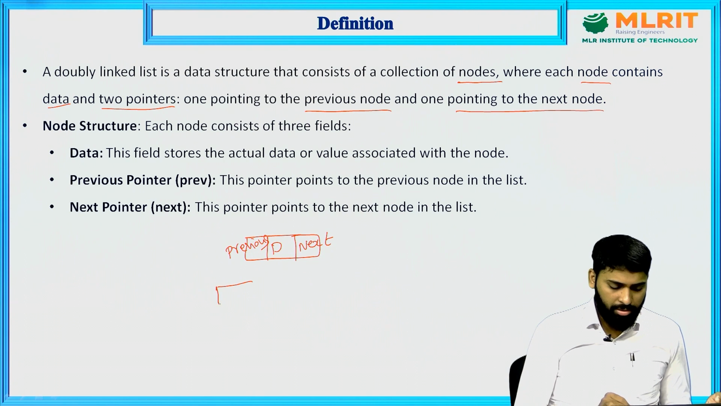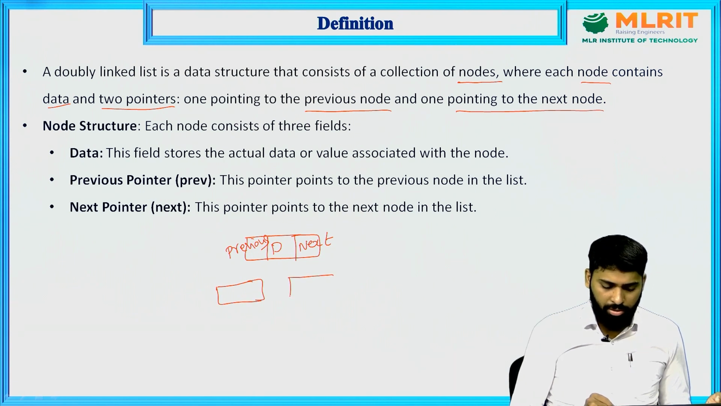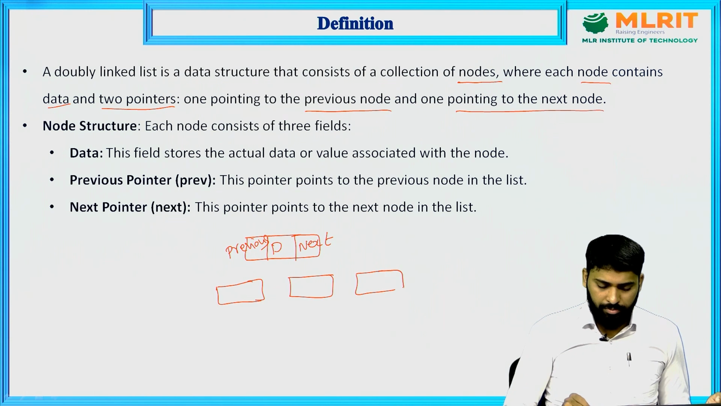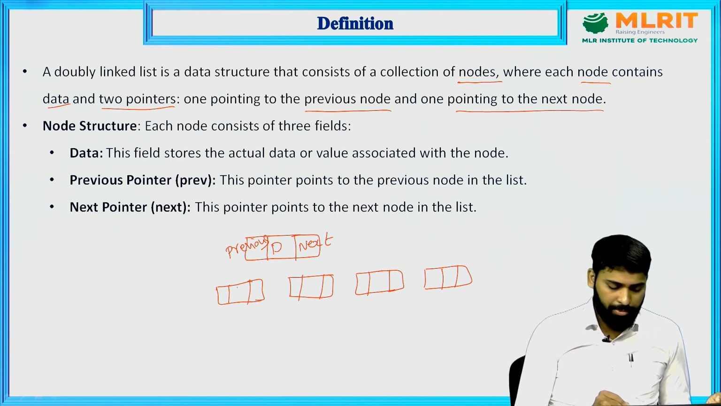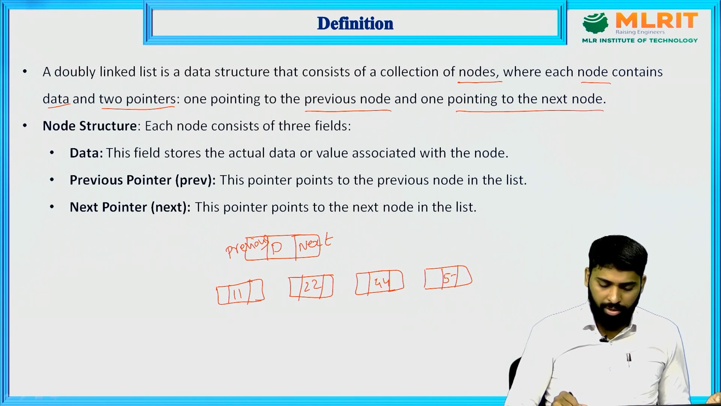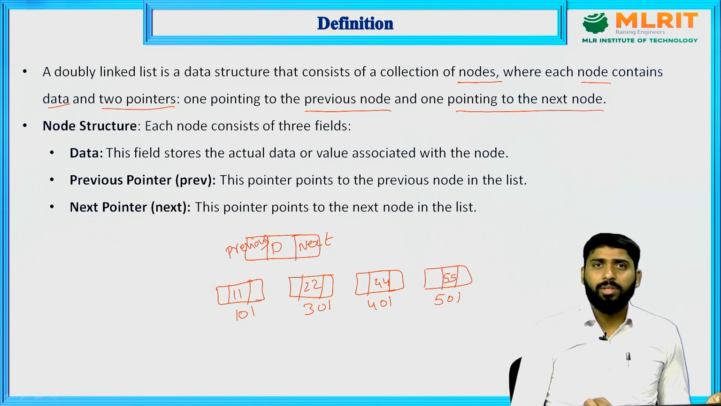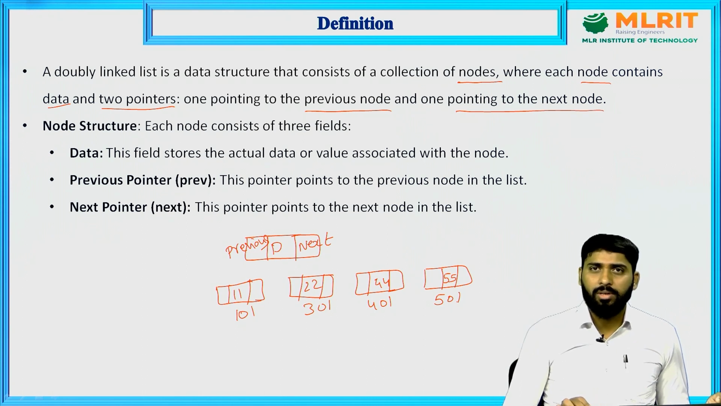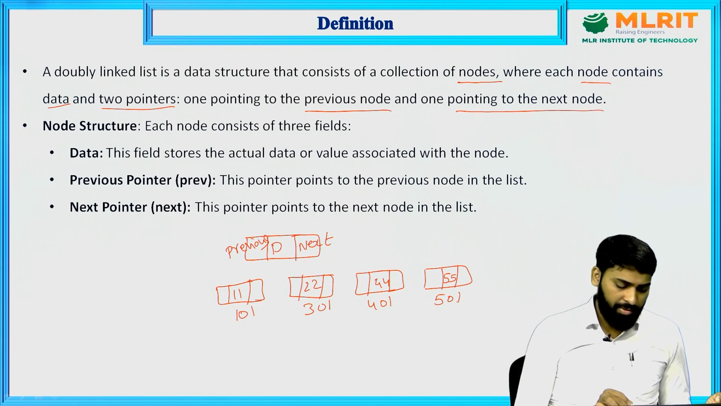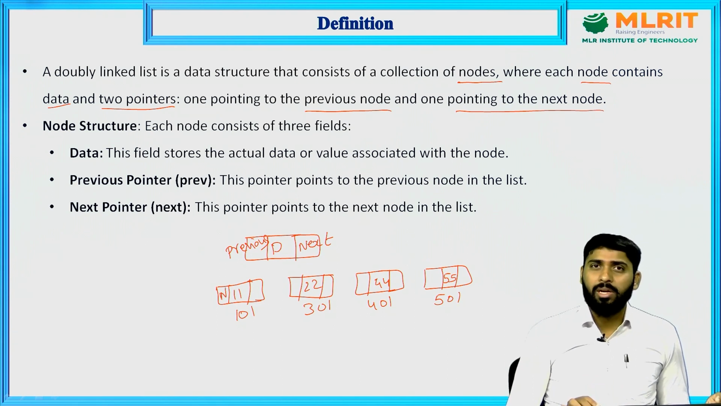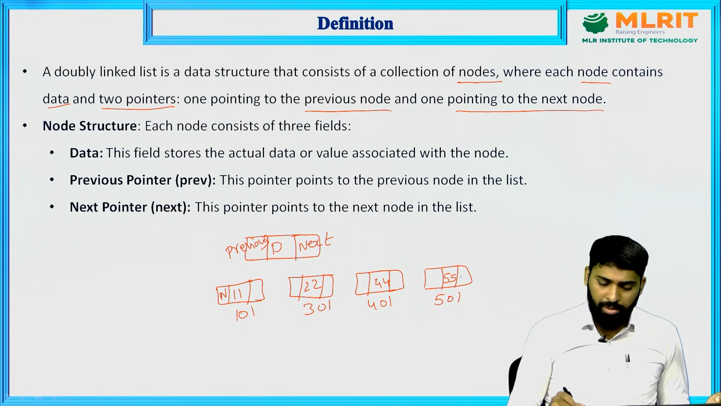So this is the scenario. Here I am taking 4 nodes. Each node contains 3 parts. One is data part. Let us assume these are the data 22, 44 and 55. So these are the addresses: 101, 301, 401 and 501. Now, the first node's previous part is null. Similarly, the last node's next part will be null.